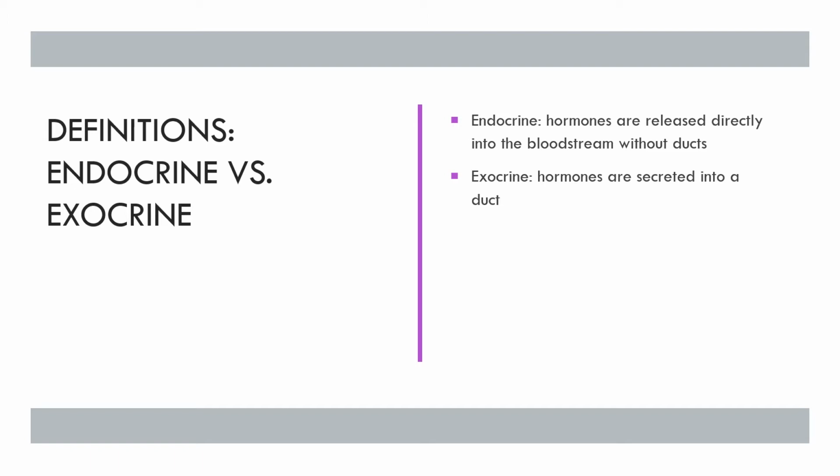So for example, the exocrine pancreas produces chemicals that are released into ducts, such as digestive enzymes. The endocrine pancreas produces hormones like insulin, which are secreted directly into the bloodstream.